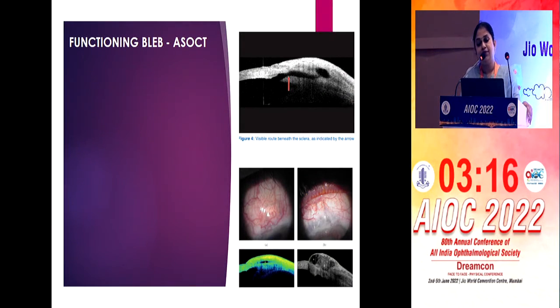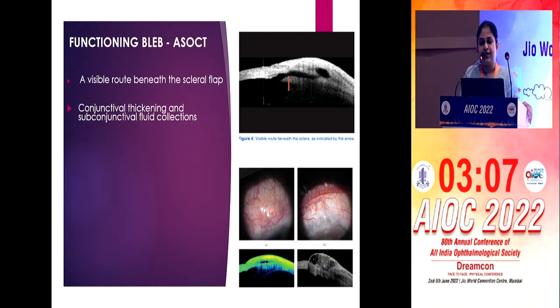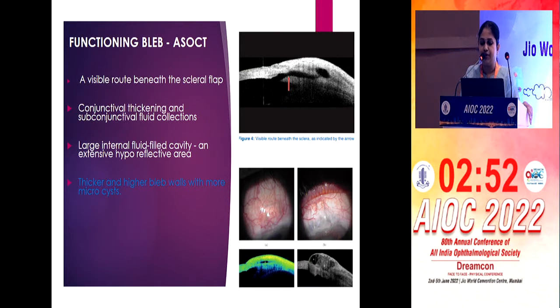So based on the internal bleb morphology, the functioning bleb had the following characteristics on ASOCT. A visible route beneath the scleral flap, conjunctival thickening and subconjunctival fluid collections suggesting adequate aqueous humor drainage and a better IOP control, presence of a large internal fluid-filled cavity, which is seen as an extensive hyporeflective area. Thicker and higher bleb walls with more microcysts, and multiform bleb wall reflectivity were found to be good indicators of bleb function.